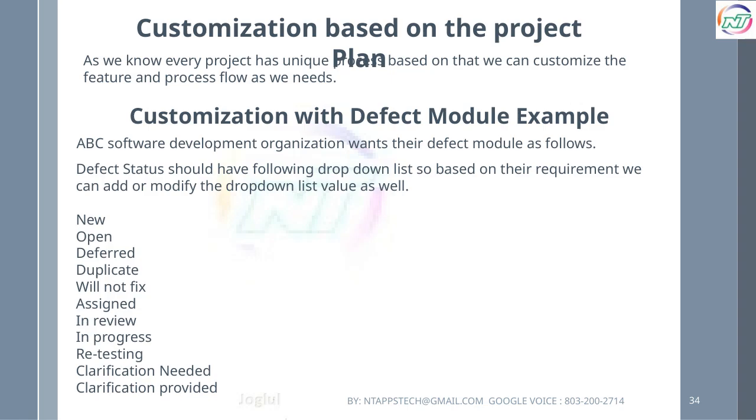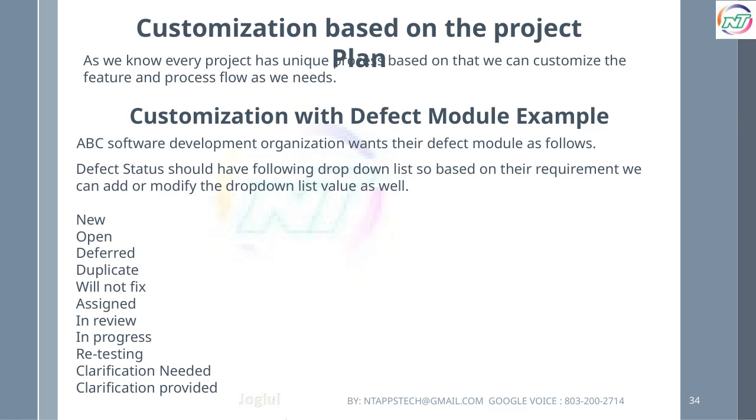Customization is a key aspect of project management because each project has its own unique processes and requirements. Based on the project plan, we can tailor features and the process flow to match specific needs. For example, in the defect module, a company like ABC Software Development might want to customize the status options. They can add, remove, or modify these options according to their workflow.